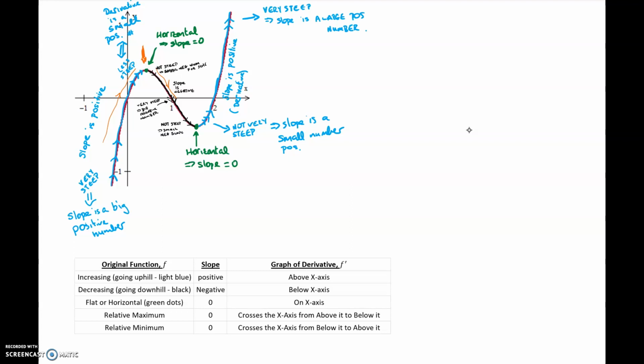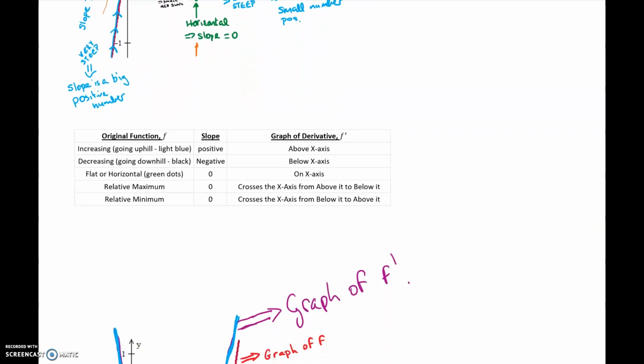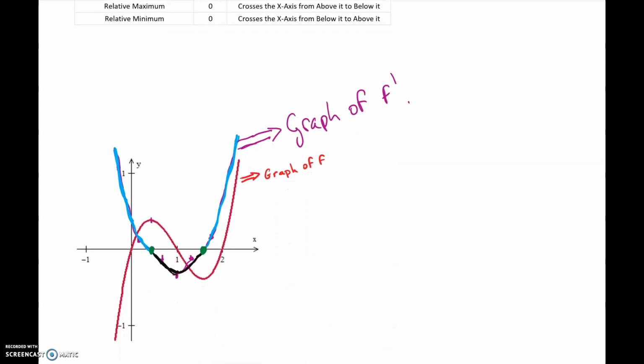At a relative minimum, that's this point down here, the slope again is 0 at that point, but it changes from negative to positive. In other words, the derivative changes from negative to positive. It changes from below the x-axis to going above the x-axis. We didn't summarize the information like that yesterday, but we can do it today, and it's very handy to have that little table available to us. We're going to use it a little bit later on.